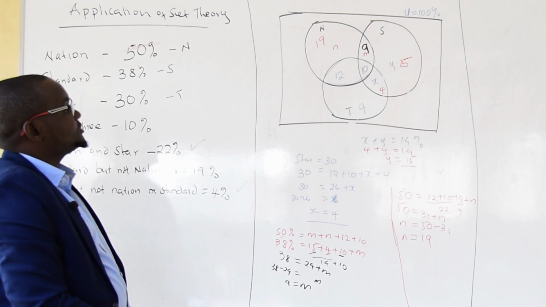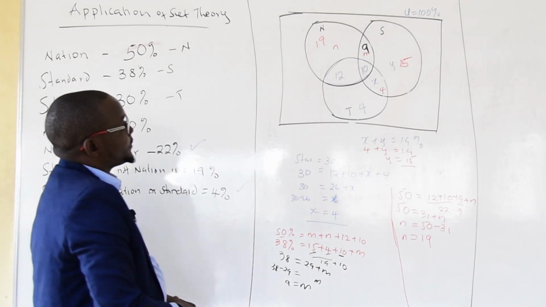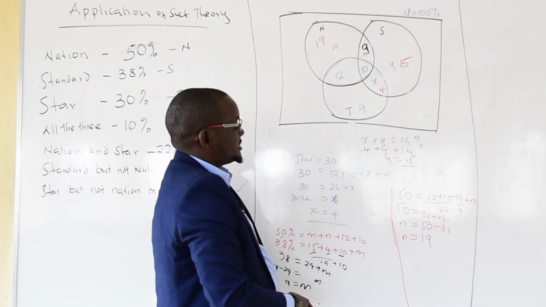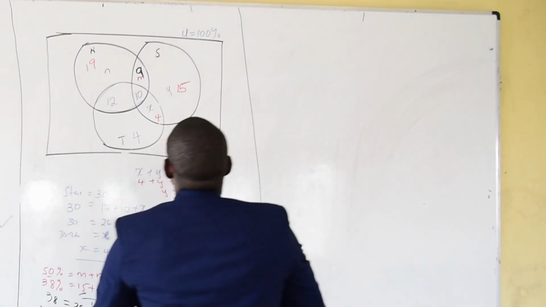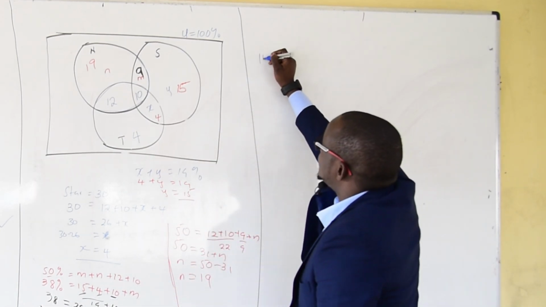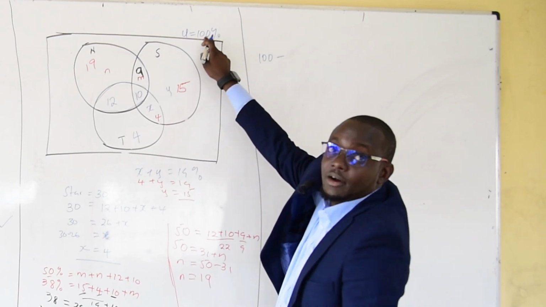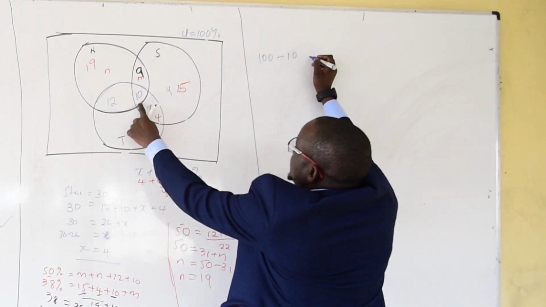So now, since we have the values, the percentages for each area, we can work out how many did not read the 3 newspapers. To know that, I'll take 100%, our universal set is 100, minus those that read all the newspapers.